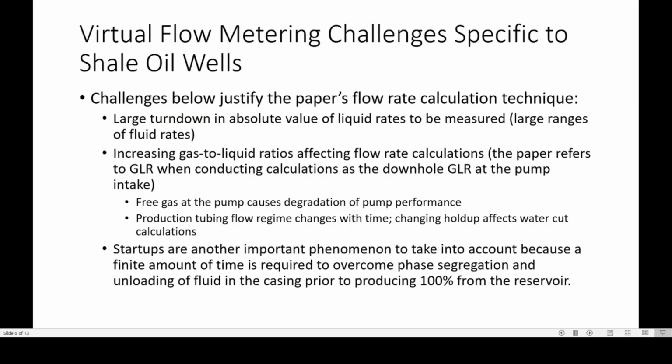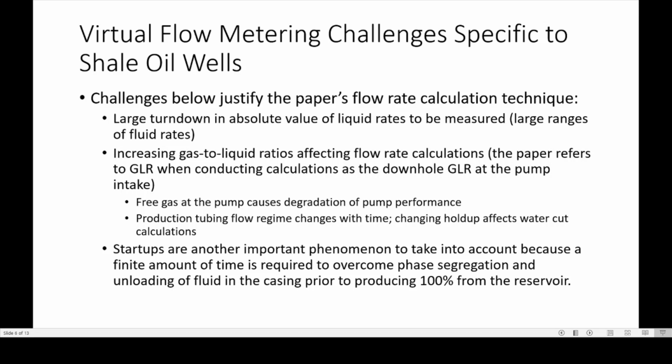I'll talk about some of the challenges for virtual flow metering specific to shale oil wells. There's a large turndown and absolute value of liquid rates to be measured, so there are large ranges of fluid rates. There's increasing GLRs affecting flow rate calculations, and the paper refers to GLR when conducting calculations as the downhole GLR at the pump intake. So it's not measured at the surface, these are all downhole measurements. There's free gas at the pump that causes degradation of pump performance, and production tubing flow regime changes with time, and that changing holdup affects water cut calculations.